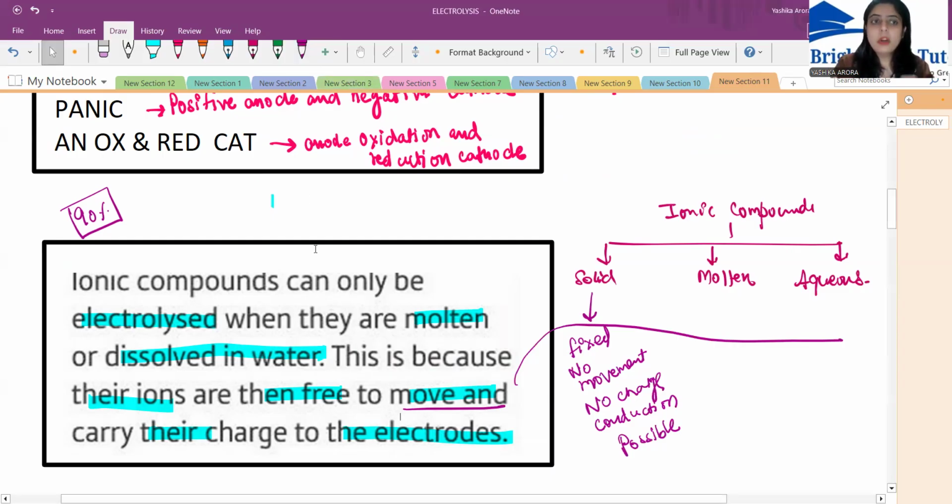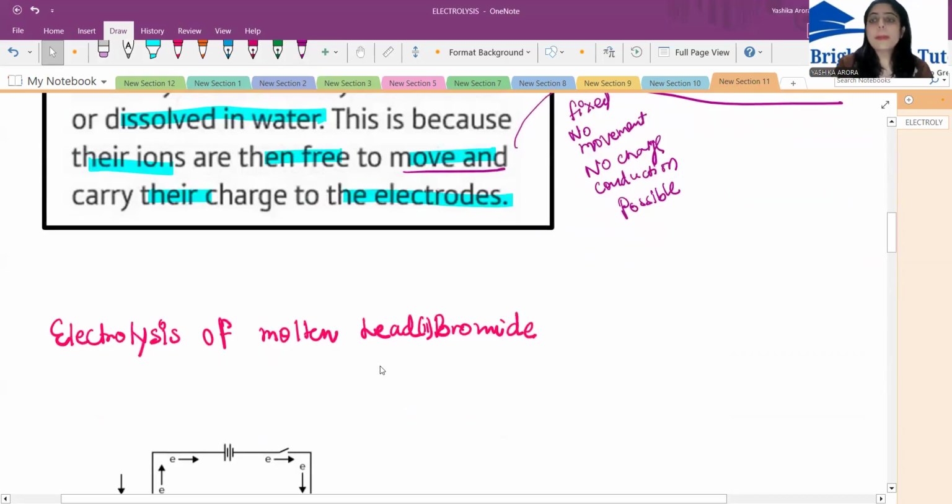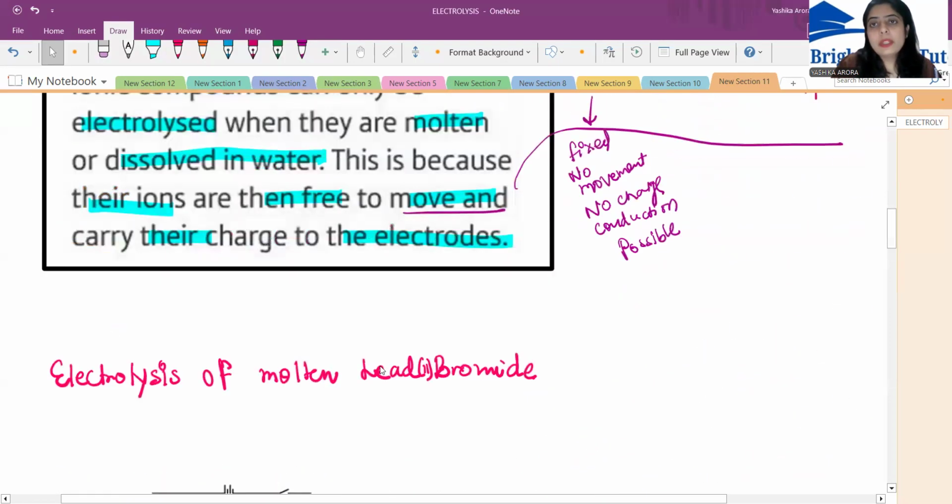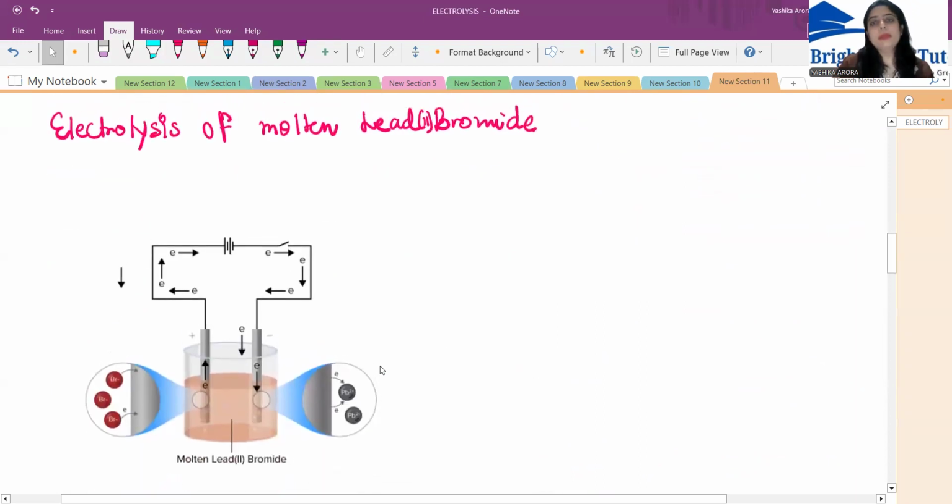Do note this, it's pretty important. There is a 90% chance it's going to pop up in your exam, either in paper one or sometimes in paper two as well. I hope it works for you till now. Okay, so now we will be using this trick and doing the electrolysis of molten lead bromide.